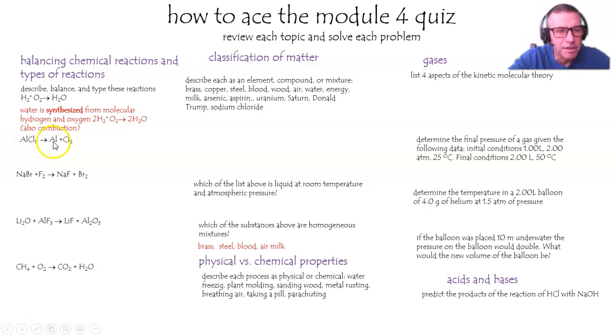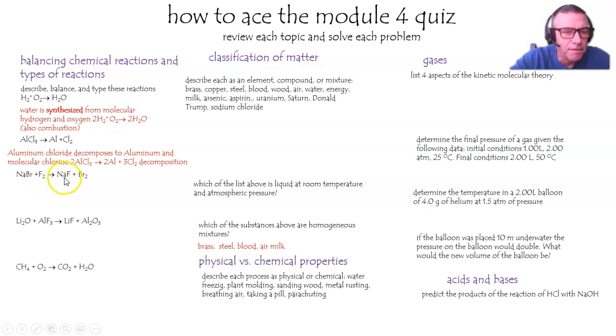AlCl3 is converted to Al plus Cl2. This looks to me like a decomposition of aluminum chloride to make aluminum and chlorine. Balancing, I think we're going to need 2 aluminums because the common multiple for chlorine is 6. So 2 AlCl3s form 2 aluminums. That balances the aluminum, plus 3 chlorines. That is a decomposition reaction.